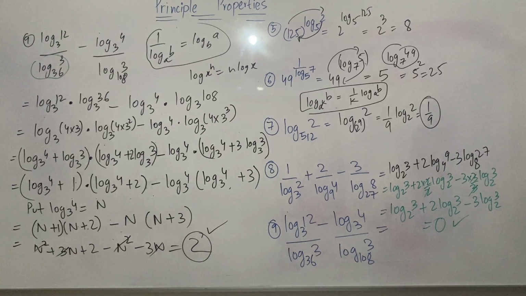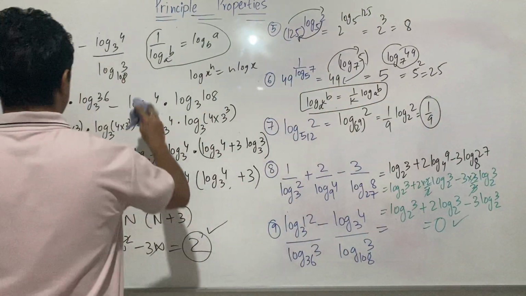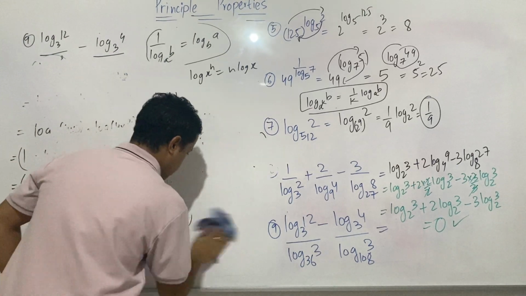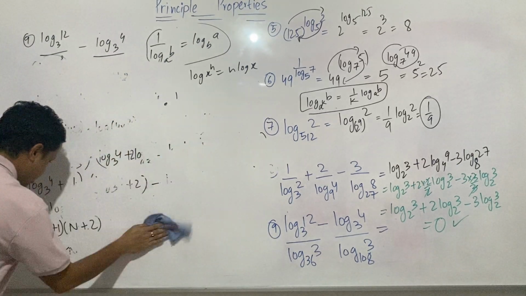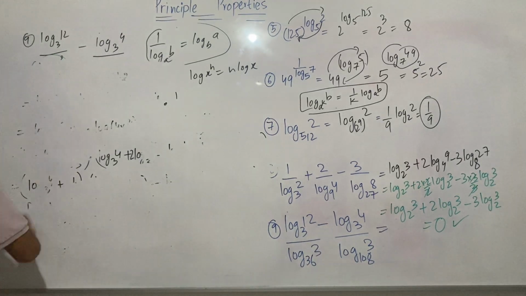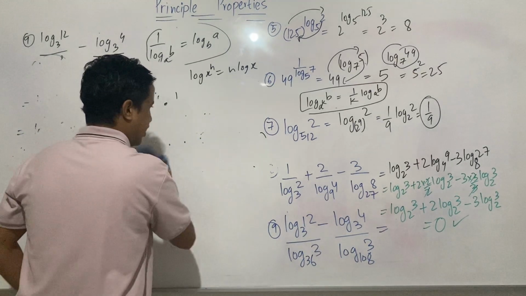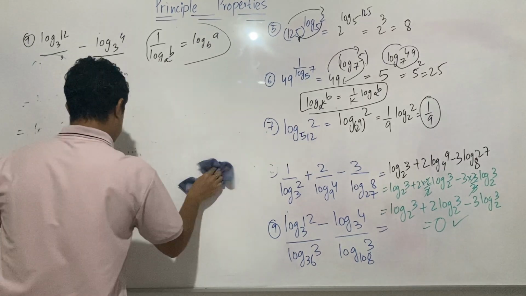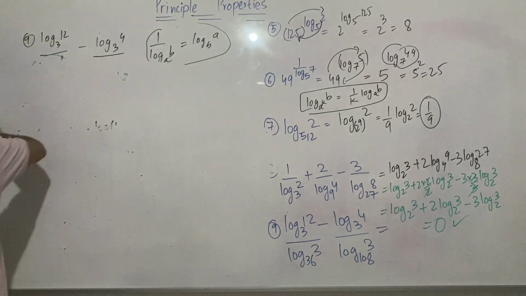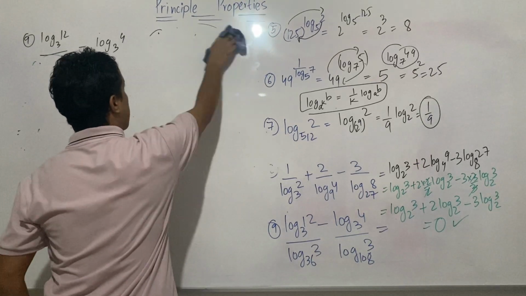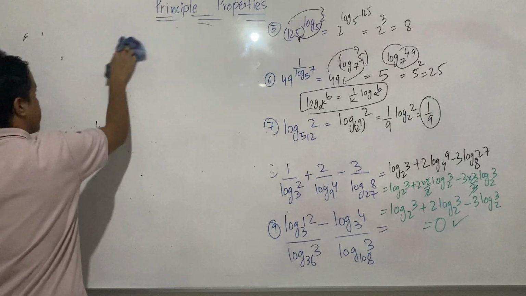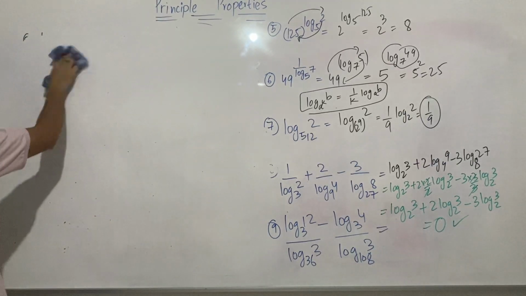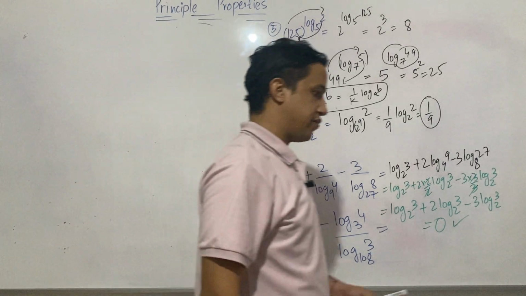Write one more question here. Okay, quite easy questions. You just need to put one thing in your mind, that these properties are very important and you have to memorize all, and then you will find these questions very, very easy.